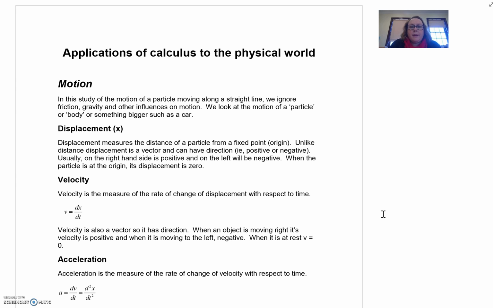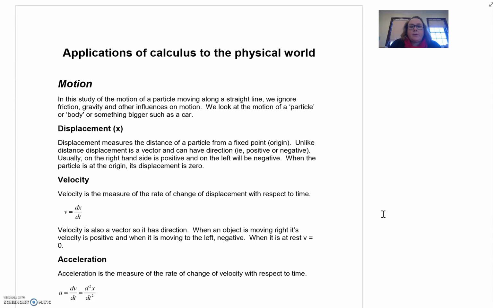Displacement is an equation or an expression given in terms of t: x equals something in terms of t. So x might equal 2t plus 1, and that will tell you where it is from the origin. Because we're talking about a vector, which has direction and magnitude, a negative tells you it's in the opposite direction.